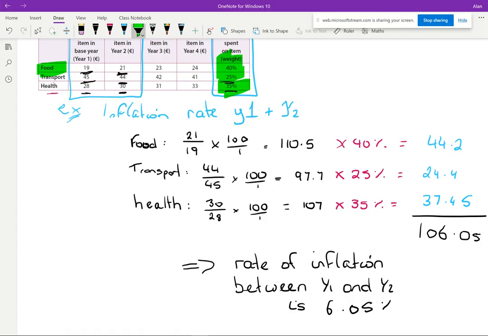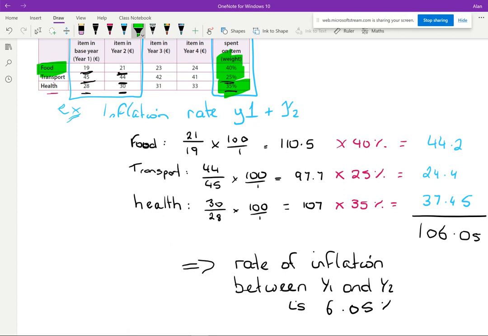Which means that the Central Statistics Office, the CSO, should I say, have to put a percentage weight on particular goods depending on how much is spent by individuals. I hope that makes sense.